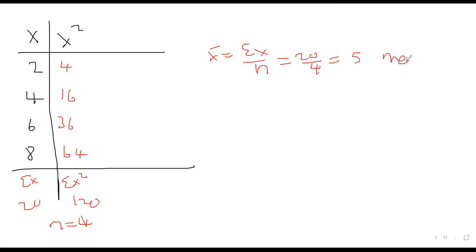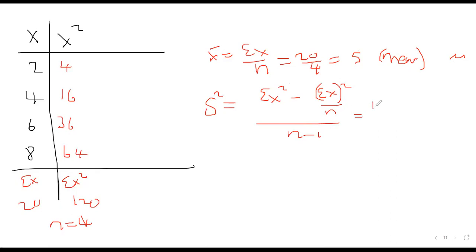So the mean is given by x bar for a sample, and mu for a population; the formula is simply the same. The sample standard deviation is given by summation of x squared minus the summation of x to the power 2 over n, everything over n minus 1. So here we have 120 minus 20 to the power 2 divided by 4, everything over 4 minus 1. All right, 20 squared divided by 4 is 100. So 120 minus 100 divided by 3 is 20 over 3, which is 6.67.